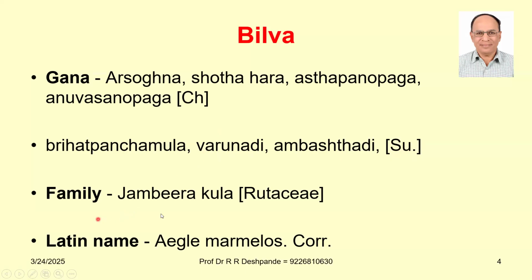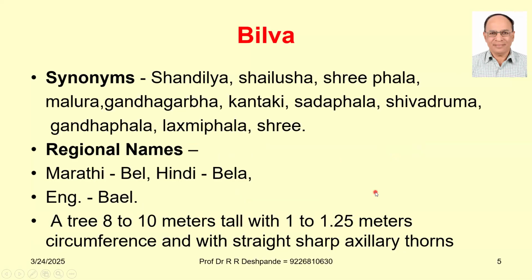Bilva is in the family Rutaceae. The Latin name is Aegle marmelos. What are the synonyms of Bilva? Shandilya, Shailusha, Shrifala, Malura, Gandha Garbha, Kantaki, Sadafala, and Shivadruma. Shiva is the name of God Shankar. Then Gandha Phala, Lakshmi Phala, and Sri. These are the different names for the plant Bilva.